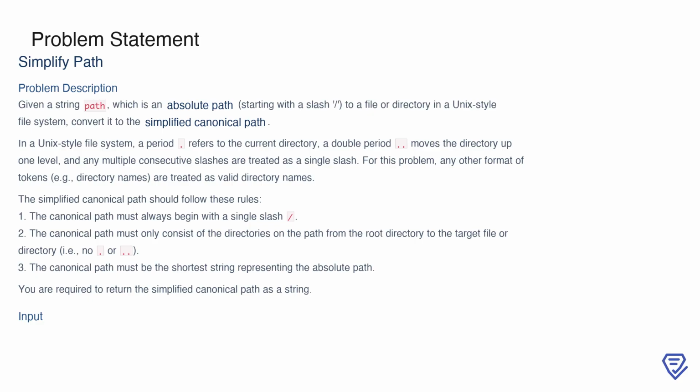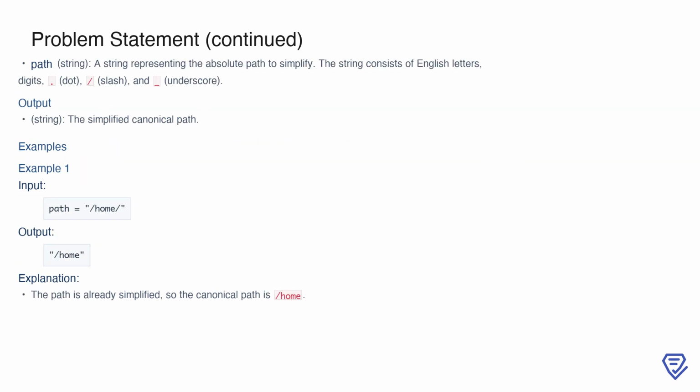The simplified path must always start with a single leading slash, include only valid directory names, and exclude any redundant symbols like . or .. It must also be the shortest possible string that represents the absolute path. The input to the problem is a string path, which can contain English letters, digits, dots, slashes, and underscores. The output is also a string, which represents the simplified canonical path. Let's look at some examples to understand this better.